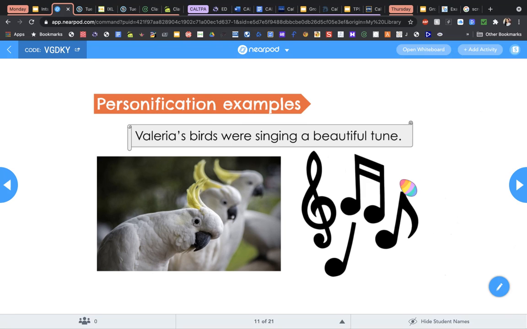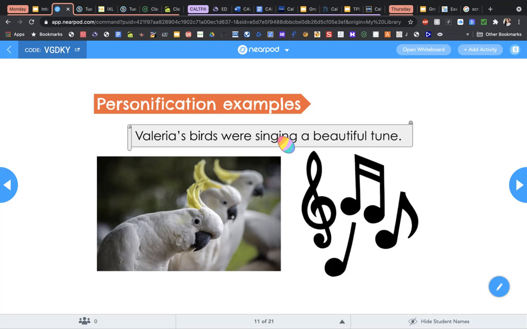Okay, sorry. So let's look at the next example. Valeria's birds were singing a beautiful tune. What were Valeria's birds doing? They were singing a beautiful tune. Her birds are the subject, and the human characteristics we're giving them is singing. And these are little, I think they're little parrots.